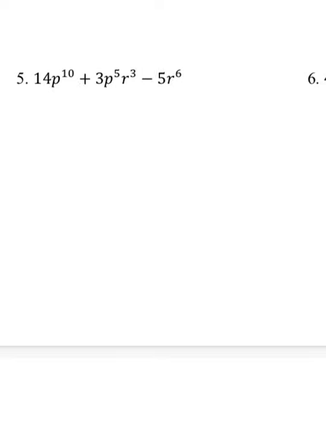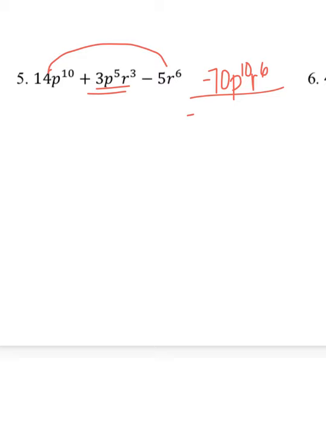If you multiply 14p to the 10th times negative 5r to the 6th, you get negative 70p to the 10th r to the 6th. So you have to see, are there two numbers that multiply to be negative 70p to the 10th r to the 6th, but can add to be positive 3p to the 5th r to the 3rd? Now this is going to work out because the numbers are a little bit easier. So multiply to be negative 70, add to be a positive 3.